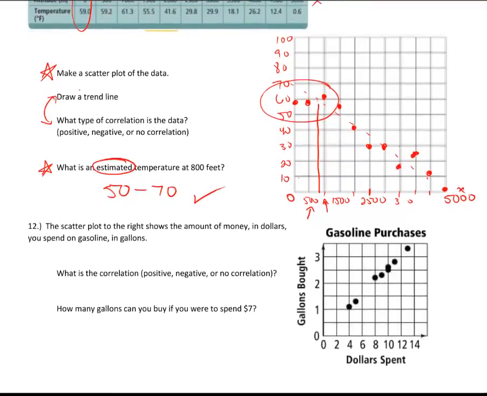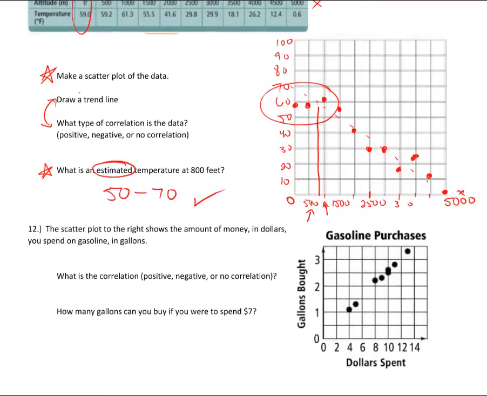Okay, and then last problem, number 12, the scatter plot shows the amount of money in dollars you spend on gasoline in gallons. What is the correlation? Oh, you got that. You can do that on your own.